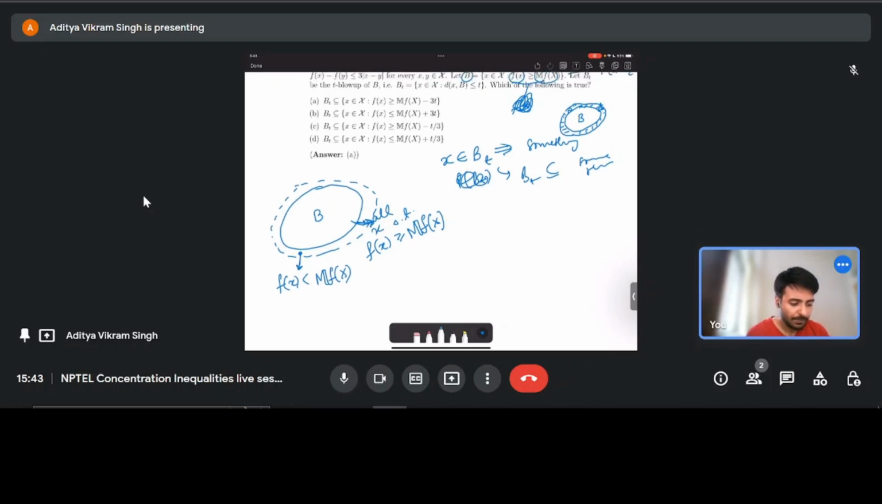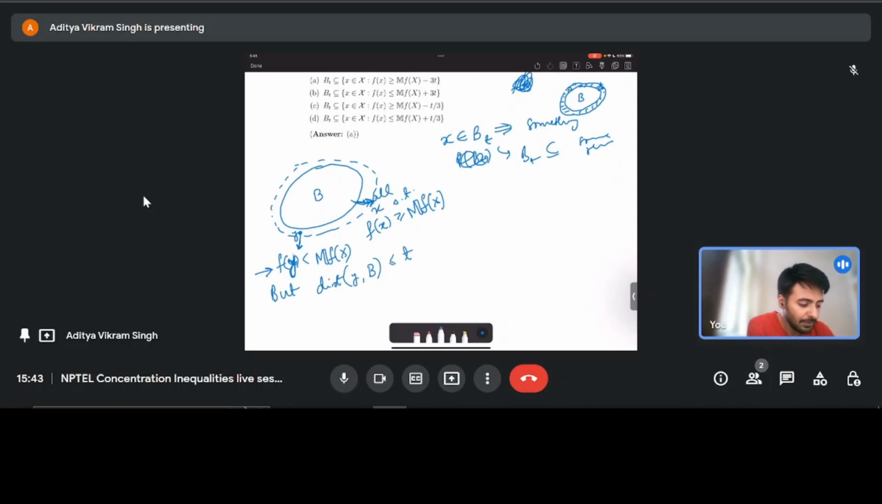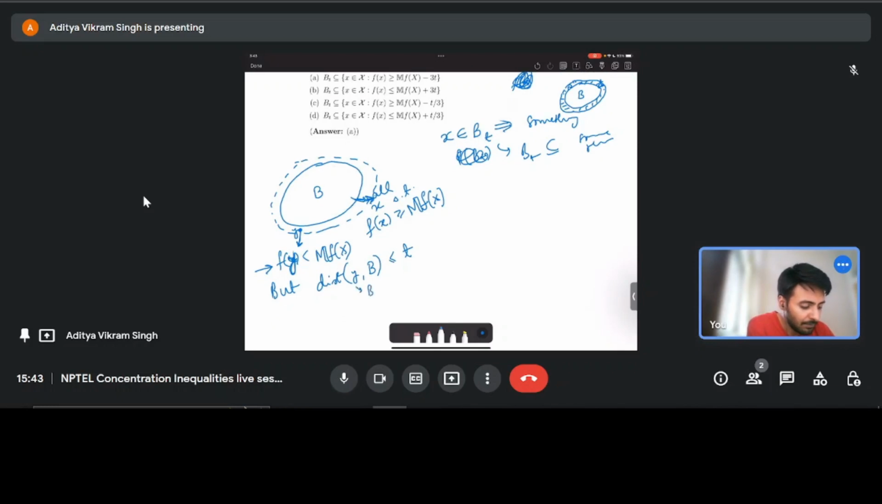So this condition is true that f(x) is less than the median of f(x). Let's say this point is y, so f(y) is less than the median of f. But what we have is that the distance of y from B is less than or equal to t by definition, because y is in B_t, which is the t blow-up of B.